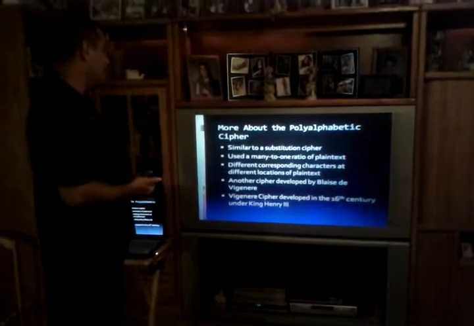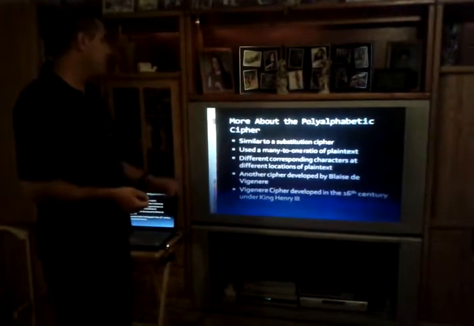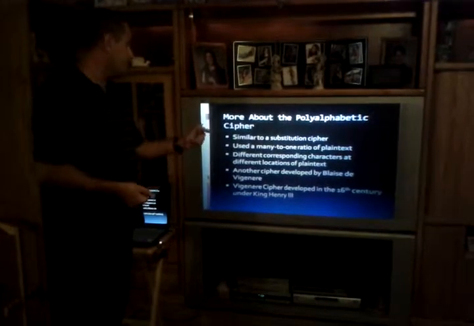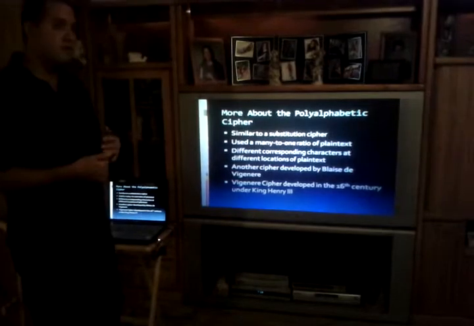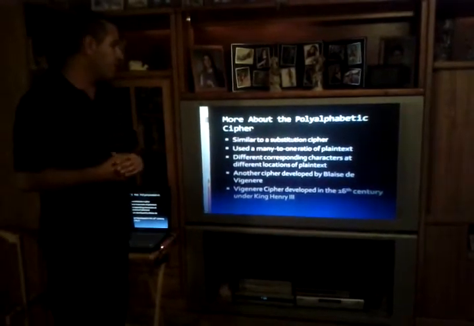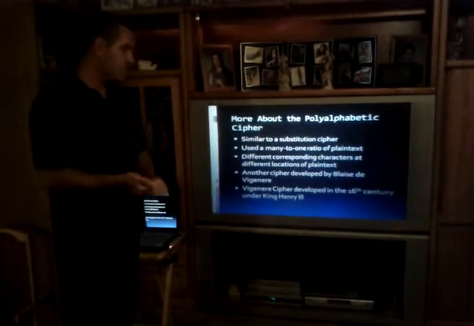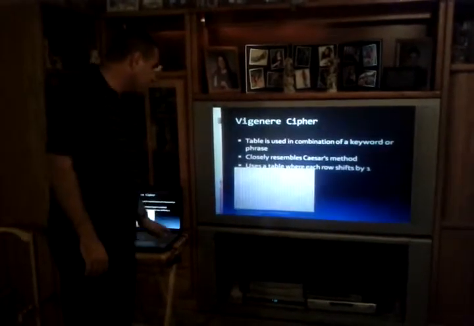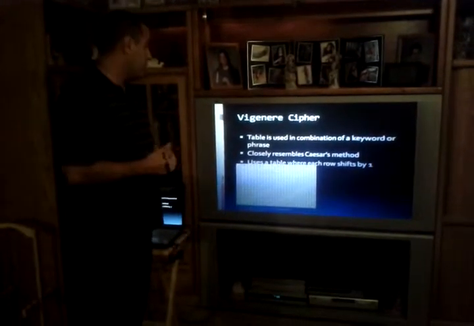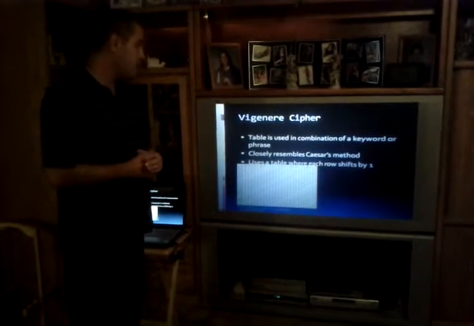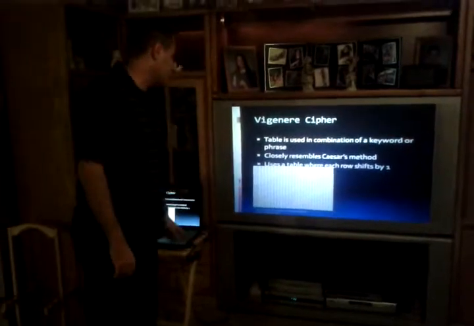More about the polyalphabetic cipher. Similar to substitution, it used a one-to-many and many-to-one ratio of plain text, with different corresponding characters at different locations in the plain text. Another cipher was developed by Blaise de Vigenère. The Vigenère cipher was developed in the 16th century under King Henry III of France. It is a table used in combination with a keyword or phrase, closely resembles the Caesar method, and uses a table where every row shifts by one, as you see at the bottom of the screen.